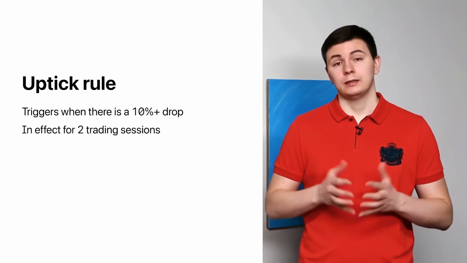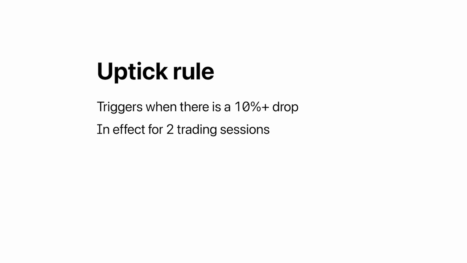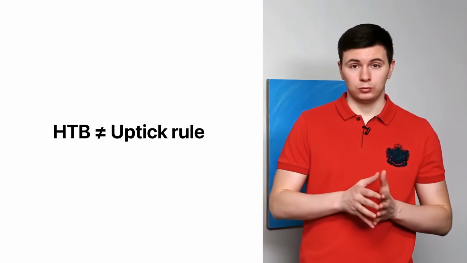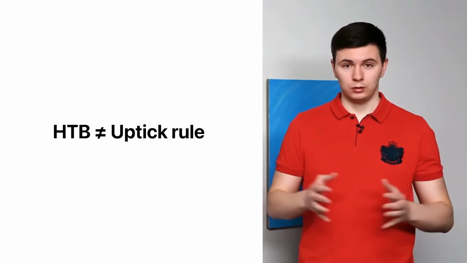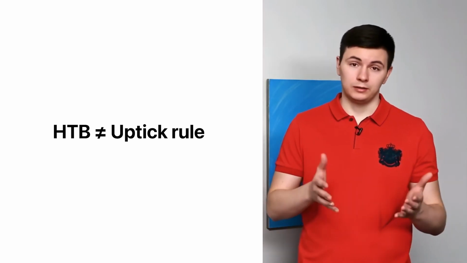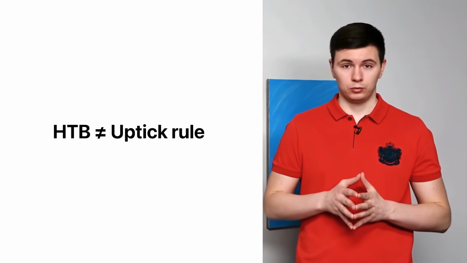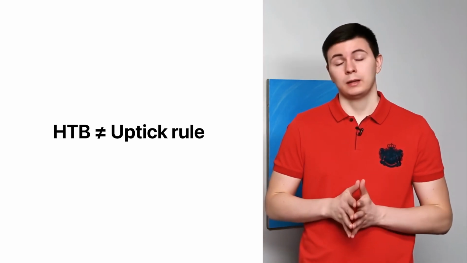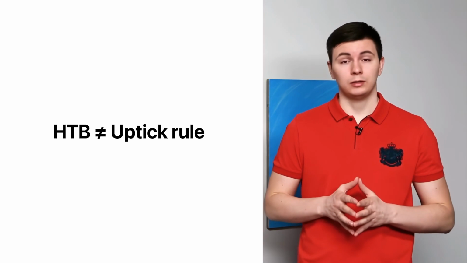If on the second day the stock also doesn't drop by those same 10%, then the Uptick Rule is turned off. Don't confuse HTB and the Uptick Rule. HTB can't be shorted at all, while the Uptick Rule only applies if someone buys your lot. Of course, there are a lot of nuances. If you haven't fully figured them out yet, I recommend you avoid trading such stocks altogether.